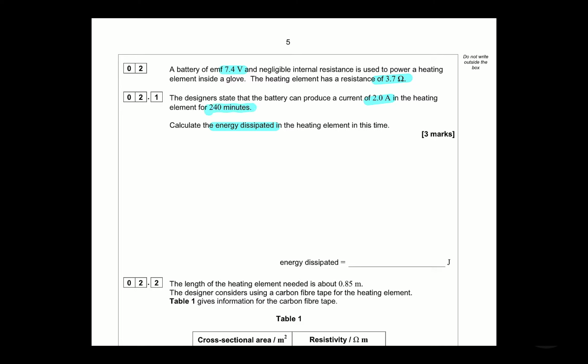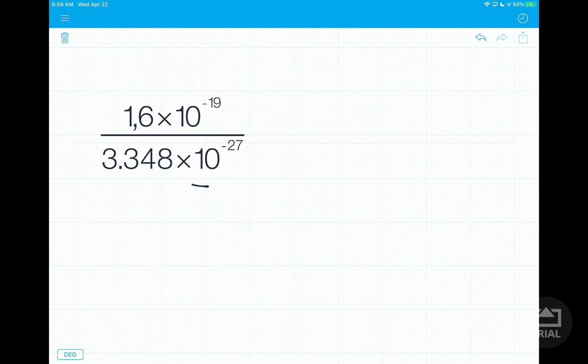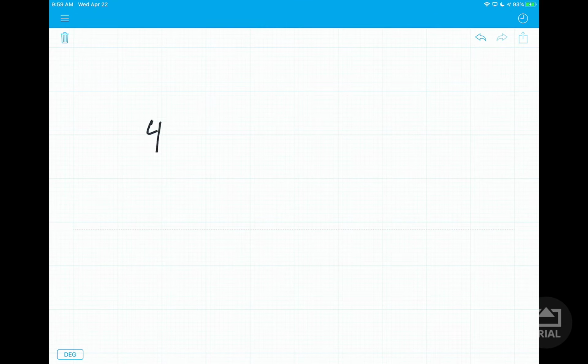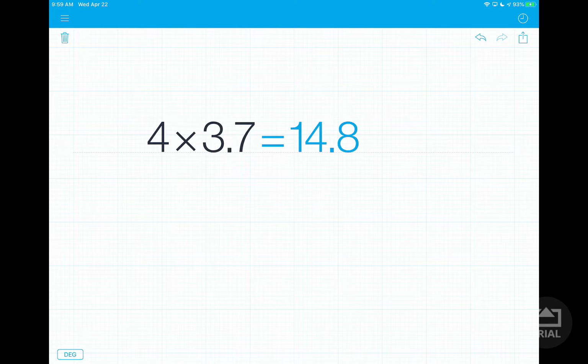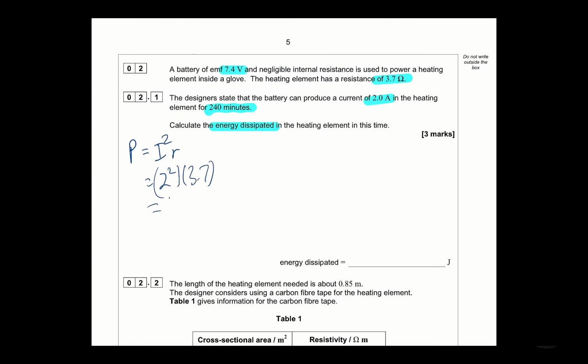So what I'm going to do is use the equation for power dissipated by a resistor, which is I squared R. So that is 2 squared times 3.7, which I don't feel like mathing in my head. 4 times 3.7, 14.8 watts.